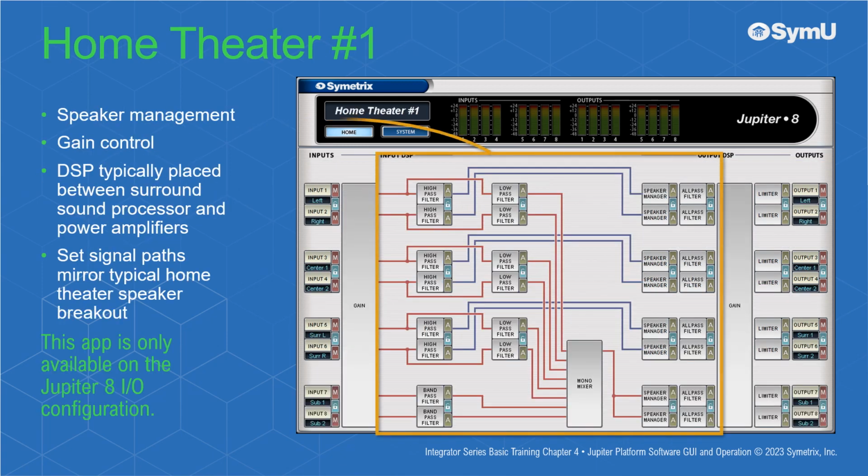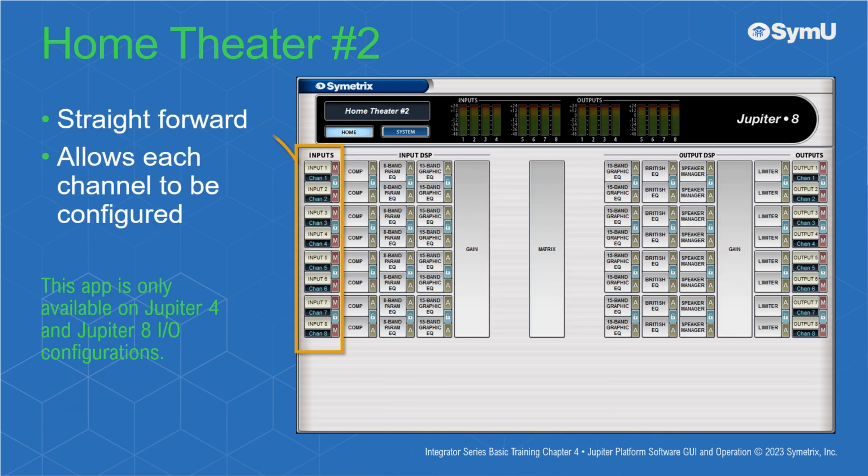The Home Theater app provides speaker management and gain control. Typically, the Jupiter would be placed between a surround sound processor and the system power amplifiers. This app has a set signal path that mirrors a typical home theater speaker breakout. The Home Theater number 2 app is more straightforward and allows each channel to be configured as needed.